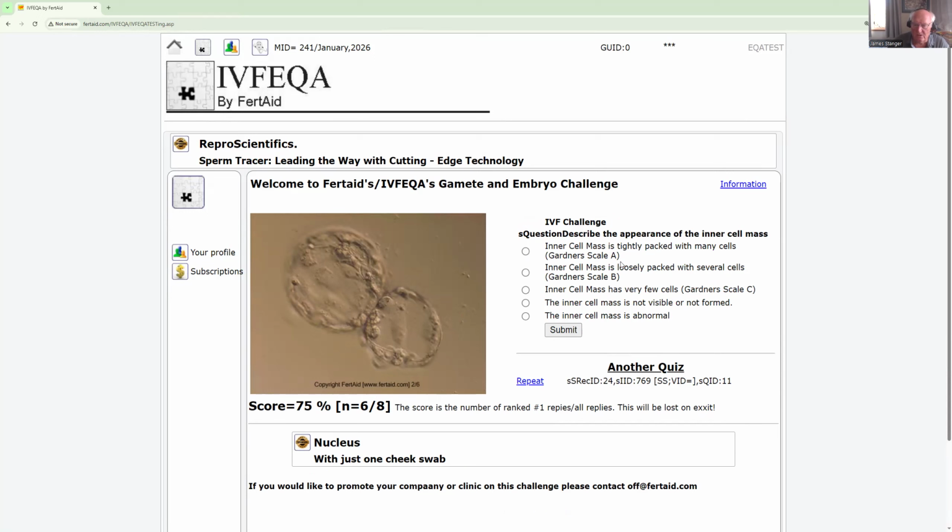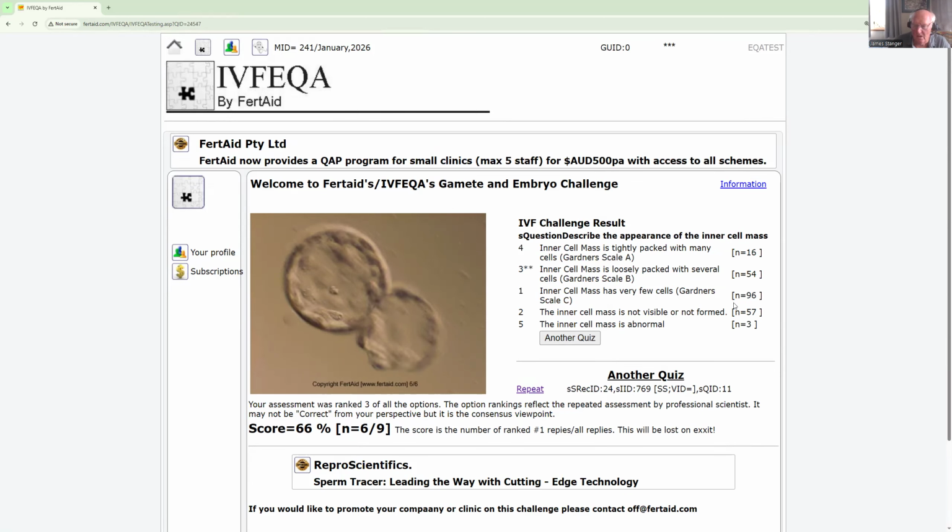So, describe the inner cell mass on this hatching blastocyst. And of course, it's almost impossible to do that. But I would say this is the inner cell mass up here, but it's fairly poorly defined. Once again, run this video with your staff and see what they think. I would grade it as this. And the majority of people said it had very few cells. I was umming and ahhing about this one, but the majority said it had very few cells.